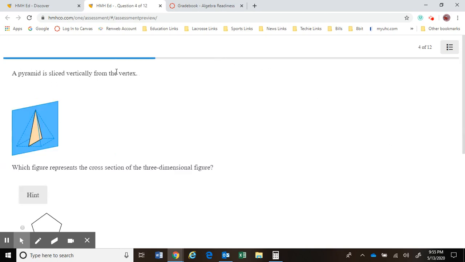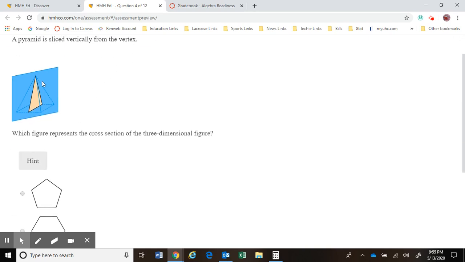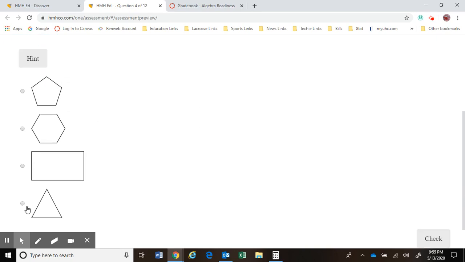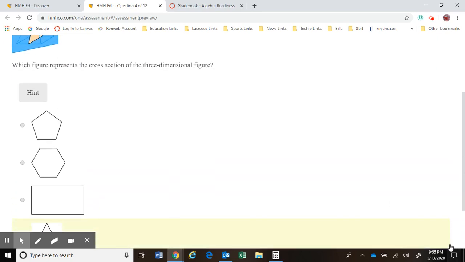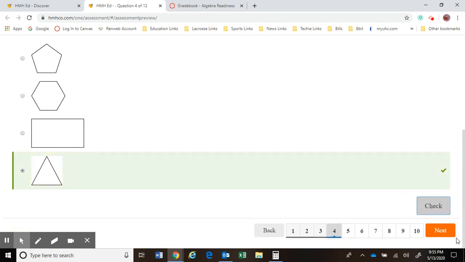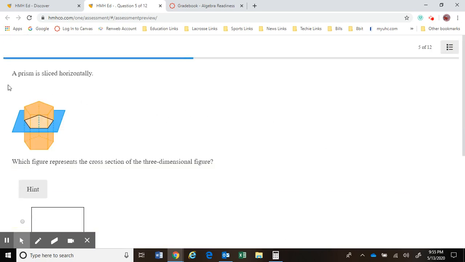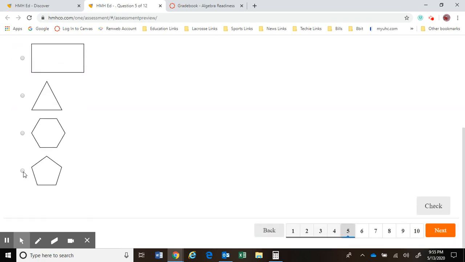Question number 4. Okay, a pyramid is sliced vertically from the vertex. What figure is represented there? Okay, and hopefully you can see that that is a triangle. Okay, check it. I am moving on. All right, we slice this prism horizontally, and what shape is that? Of course, that is a pentagon, 5-sided figure.